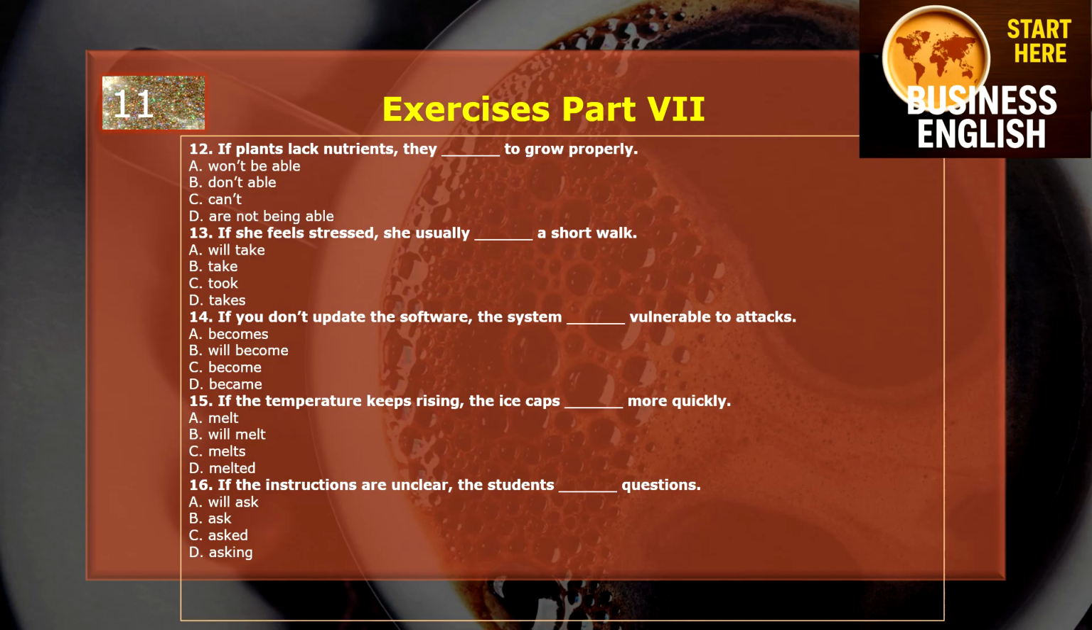Exercises Part 7. So 12. If plants lack nutrients, they A. won't be able, B. don't able, C. can't, or D. are not being able to grow properly. 13. If she feels stressed, she usually A. will take, B. take, C. took, or D. takes a short walk.